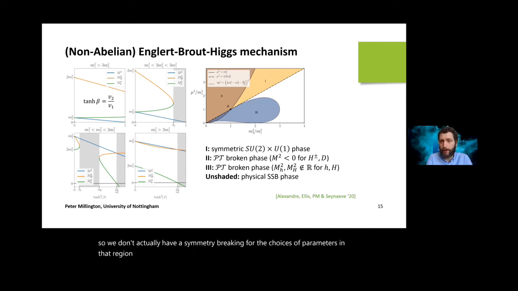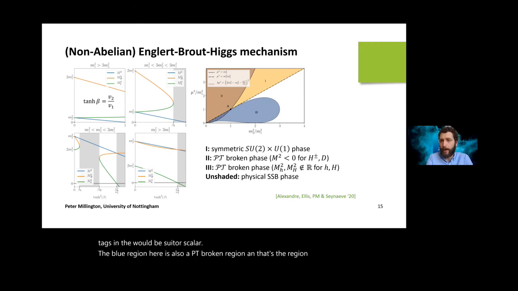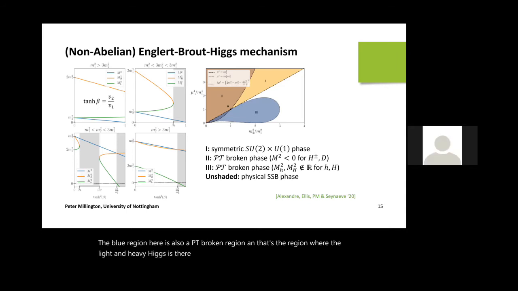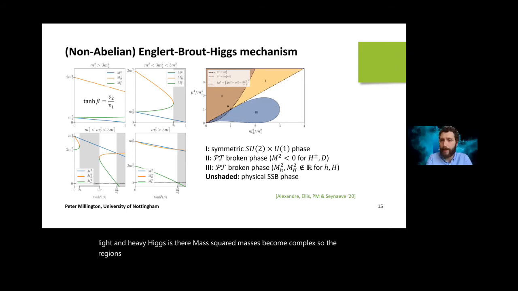This region 2 is actually a PT broken phase in which the squared mass, just m squared, is less than 0, and that's the mass of the charged Higgs and the would-be pseudoscalar. The blue region here is also a PT broken region, and that's the region where the light and heavy Higgs squared masses become complex. So the regions we're actually interested in are these unshaded regions on this plot. What you can see on the left here are regions where the masses of these various fields become equal, and so this is where you're approaching exceptional points.